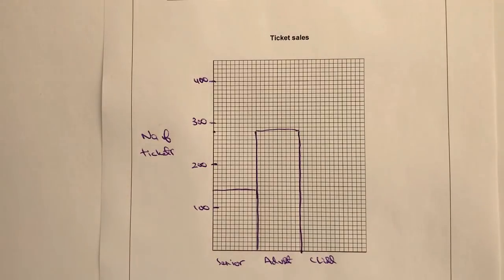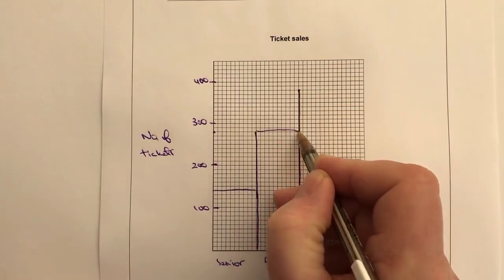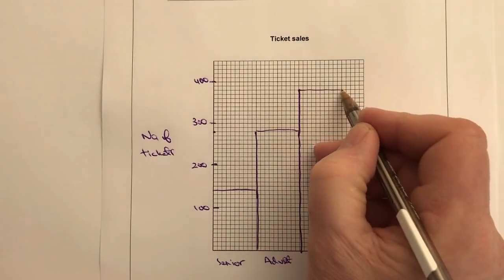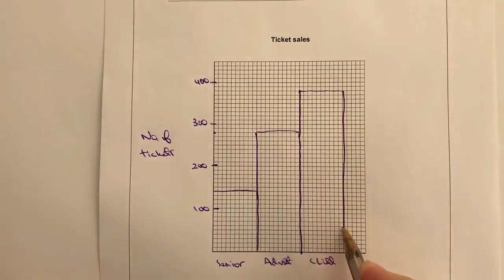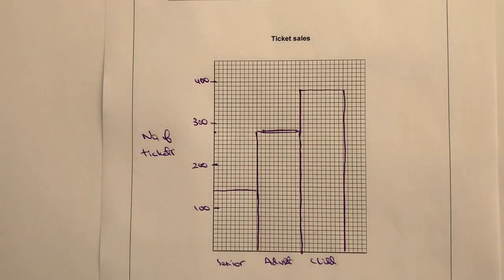And then the child ticket is going to be what we said, 380, so that's all the way up here again. So that's down like that, across to about there roughly, and then down again. So I hope that's all right for you. It's not the world's greatest diagram, but it'll give you some idea of the kind of diagram that you should be looking to achieve with your particular work.